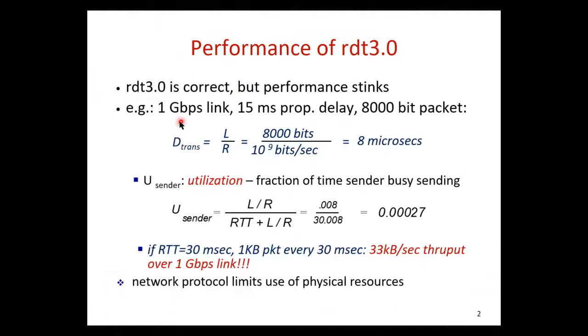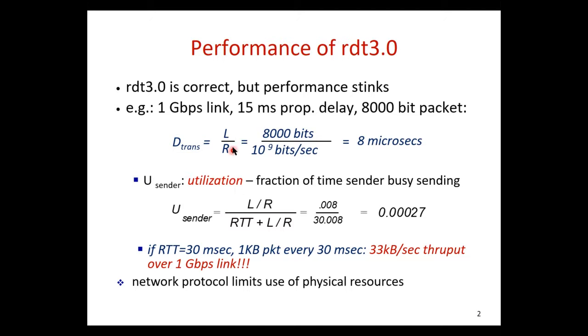Let's assume that we have a 1 gigabit per second link, so a link with a transmission rate of 1 gigabit per second. Let's assume we have a 15 millisecond propagation delay on that connection between the sender and the receiver, and we have a packet which is 8,000 bits. So we can calculate the transmission delay, just use this formula, right? 8,000 bits divided by 1 gigabit per second, we get 8 microseconds.